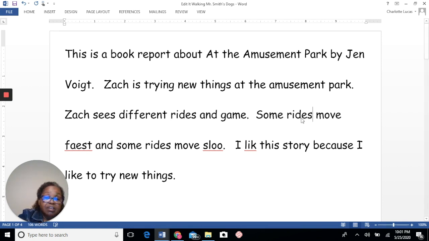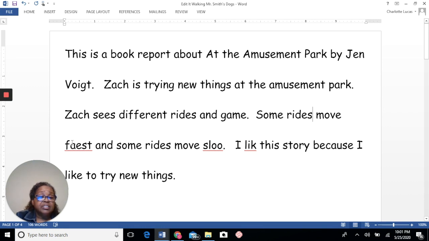So now we know this is correct, and we can put our suffix back on. "Some rides." Very good. "Some rides move fast." Ooh, look at that red squiggly line. That's not spelled correctly. Let's check the vowels. That's usually where the problems are.